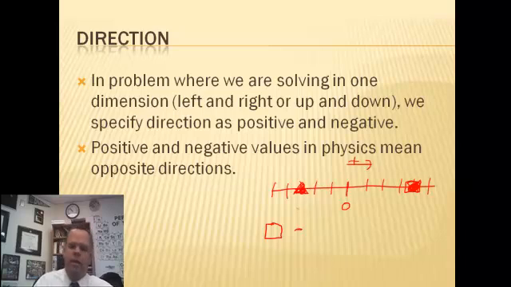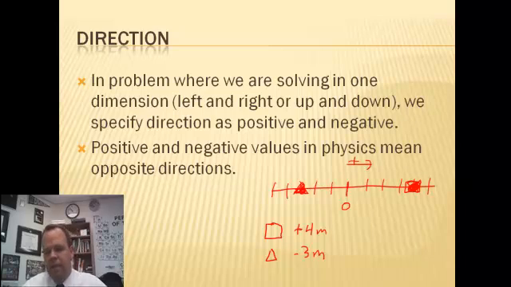It does not matter. You could make to the right positive or negative. If I make it positive, I'm going to say that the square has a position of positive 4 meters. And I'm going to say the triangle has a position of negative 3 meters. So to the right is positive in this case, and to the left is negative.